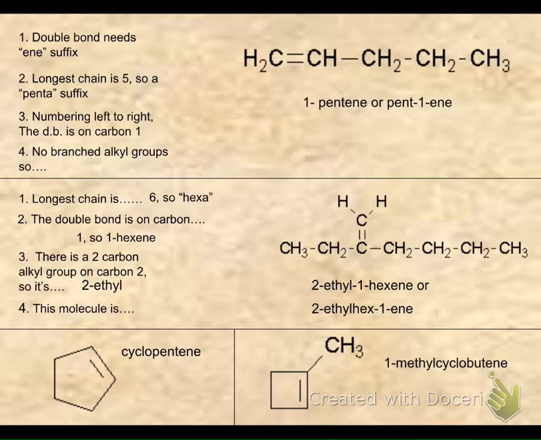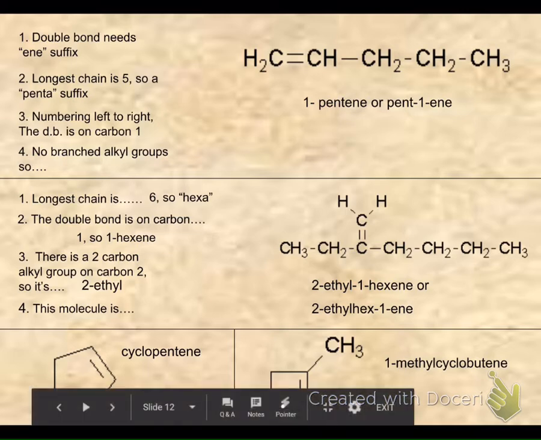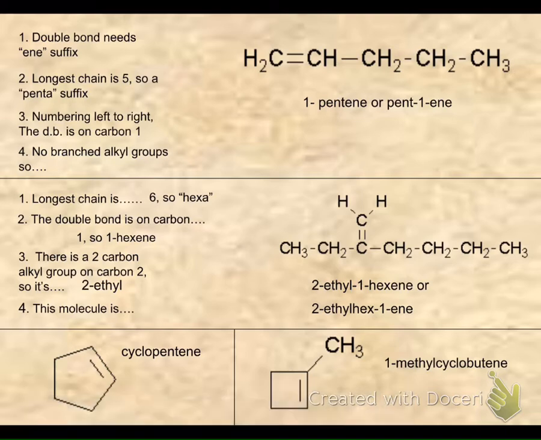Real quickly at the bottom, we have a couple of cycloalkenes. The one on the left is very straightforward. It's a 5-membered ring, so that's going to be a cyclopentene. A number is not important here because when you have just one double bond in a ring, you default to that going to the lowest position. So it is understood to be 1-cyclopentene.